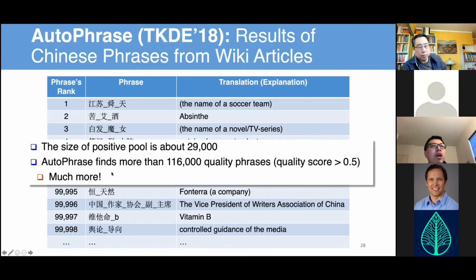And you may wonder how many phrases we have in the positive pool between the Wikipedia and the candidates. There are only less than 30,000. But if we use 0.5 as a threshold, we can actually find more than 100,000 quality phrases here. And these are all very important phrases missed by the knowledge base. And with this phrase mining, we can recover them. And this is very important for those downstream applications if we can recognize those emerging phrases.